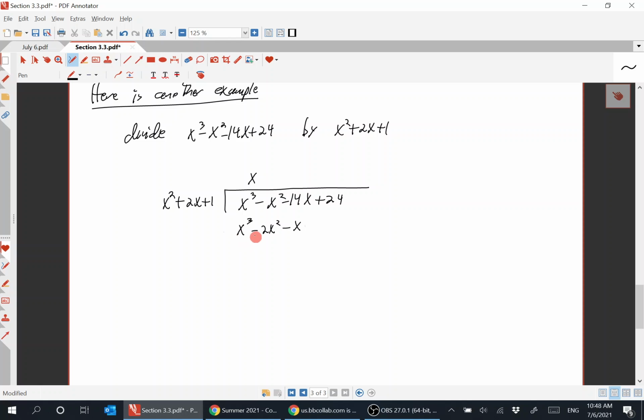It was positive x to the third plus 2x squared plus x. But now I'm going to flip the signs and make them all negative. I'm going to just negate each term. Flip the signs on each term. And now I'm going to add. So x to the third minus x to the third is 0. X squared minus 2x squared is minus 3x squared. Negative 14x minus x, that's minus 15x. 24 minus 0 is just 24, bringing down that last term. Now, what do I need to multiply x squared by to get minus 3x squared? Well, just minus 3.